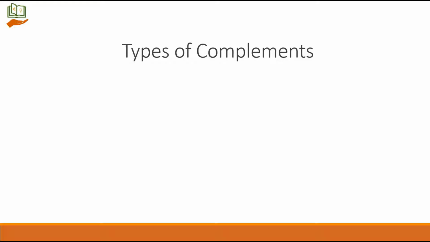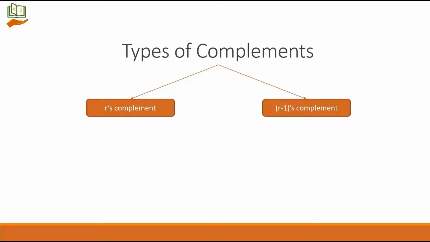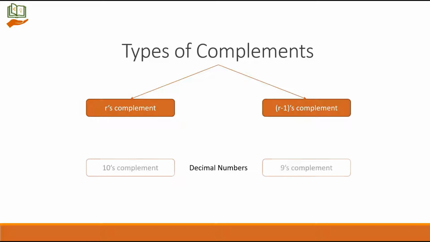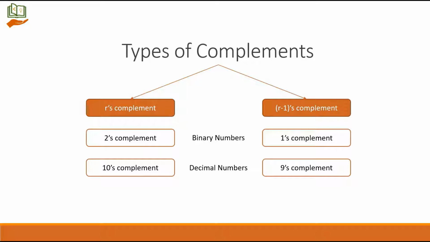What are the types of complements available here? There are two types. One type is called r's complement and the other type is called r-1's complement. With regard to the decimal numbers, there are two kinds of complements: the tens complement and the nines complement. If you take r to be 10, then r-1 will be 9. Similarly, for binary numbers, we have the 2's complement and the 1's complement. If we take r to be 2, then r-1 will be equal to 1.